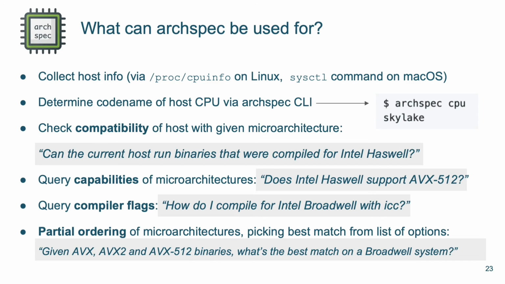It can also be used to query the capabilities of microarchitectures and even to check for compiler flags that should be used to compile for the specific architecture. It also knows a partial ordering of microarchitectures, which means you can use it to pick the best match from a list of options. For example, if you have binaries for AVX, AVX2, and AVX512 architectures, you can ask it which of these should be used on an Intel Broadwell system.